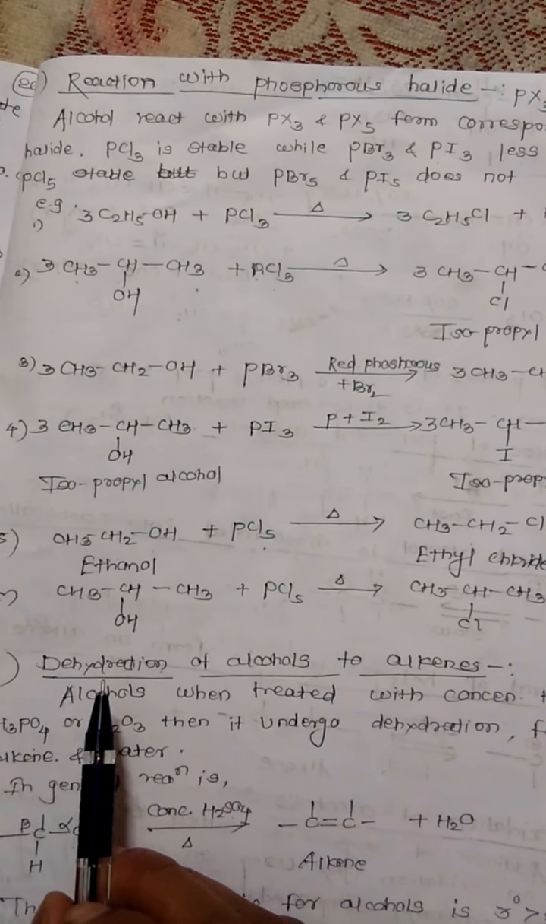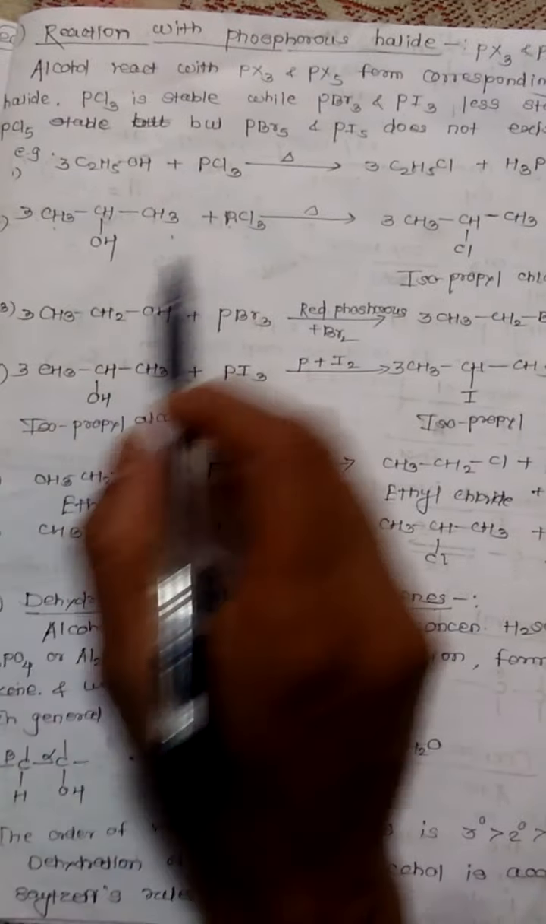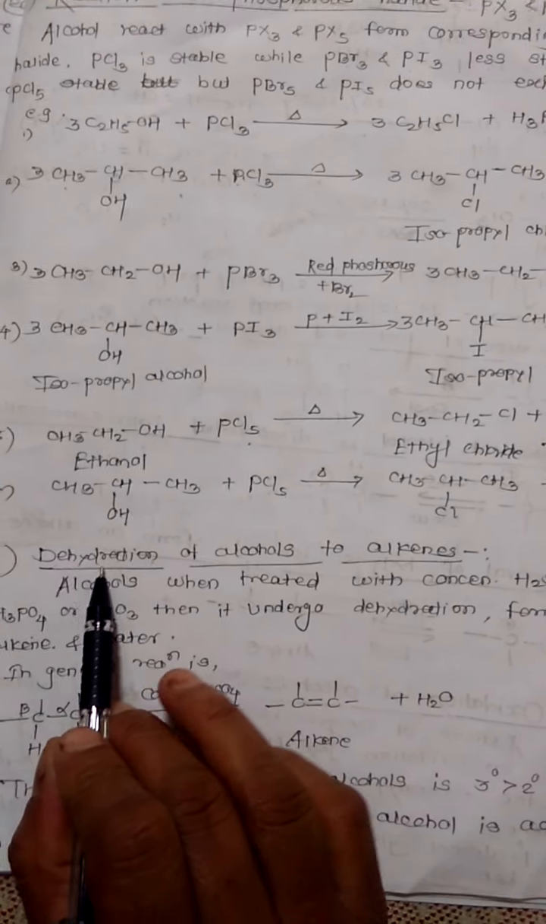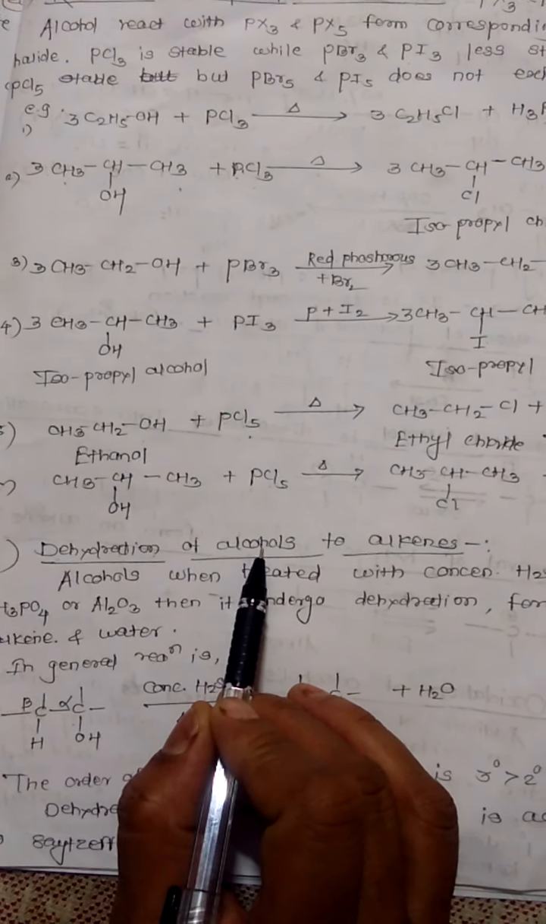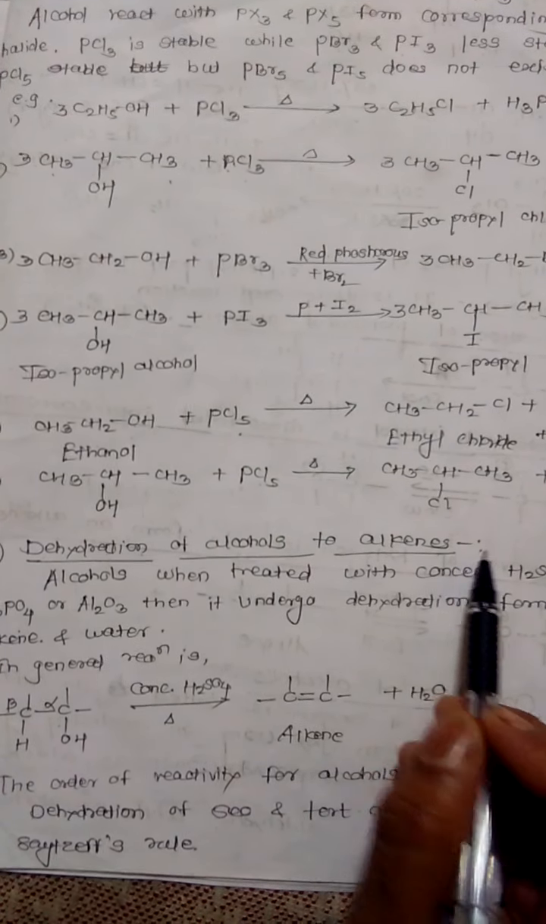Last lecture we have seen the reaction of alcohol where the C-O bond breaks. Two reactions we studied. Now see today's third reaction, where the dehydration of alcohol leads to the formation of an alkene.